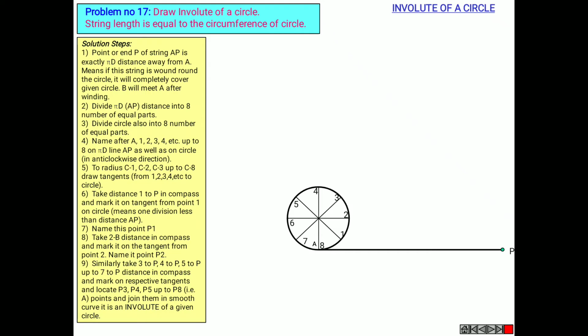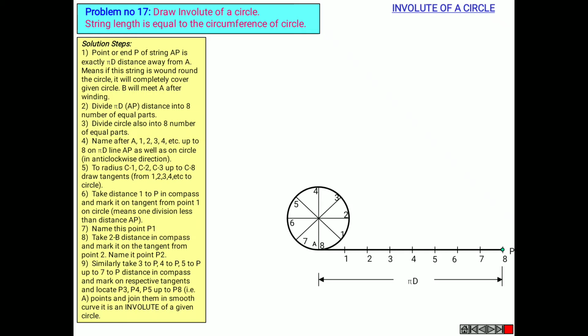Let that be A and P, which is nothing but 2 pi r or pi d, and divide this line also into 8 equal parts and name them as usual, 1 to 8 and 1 to 8. So we are moving forward.